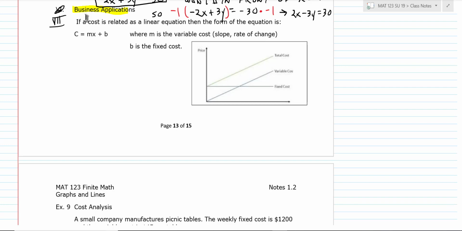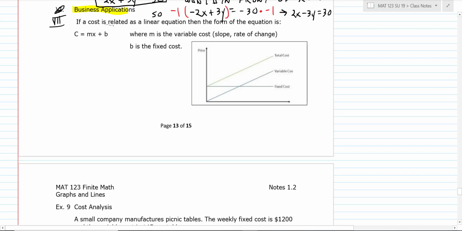All right, students, so welcome to the last part of this section, and we're going to do the business applications. So we now have plenty of information, or knowledge of linear equations, to relate this to business applications. This is actually part 7. Kind of got off with my numbering here.